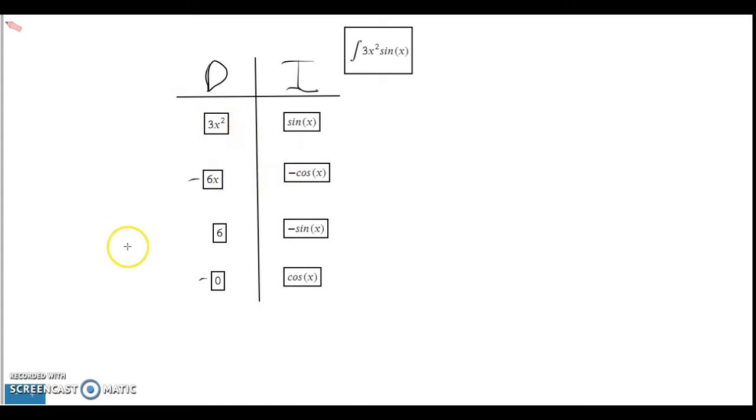Alright, so now once you've done this, this is pretty much the hard part. The easy part now is just multiplying the terms together. And to do that, we're going to go diagonal from the derivative to the integral. And for this last part, it's going to be the integration of 0 times cosine. And you'll see what I do with that. So let's type this in.